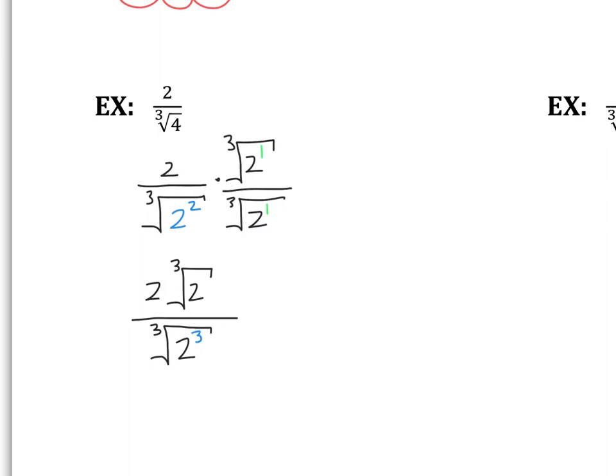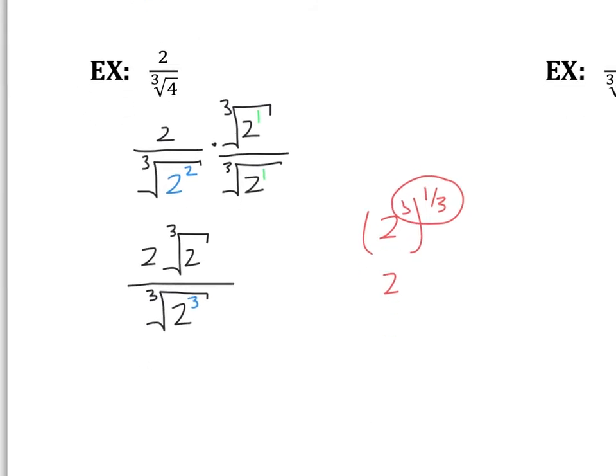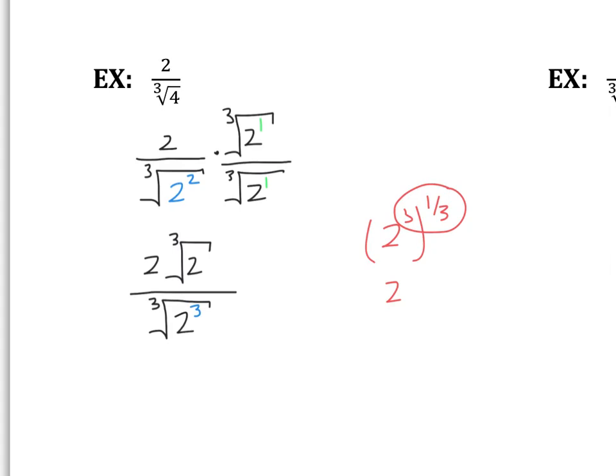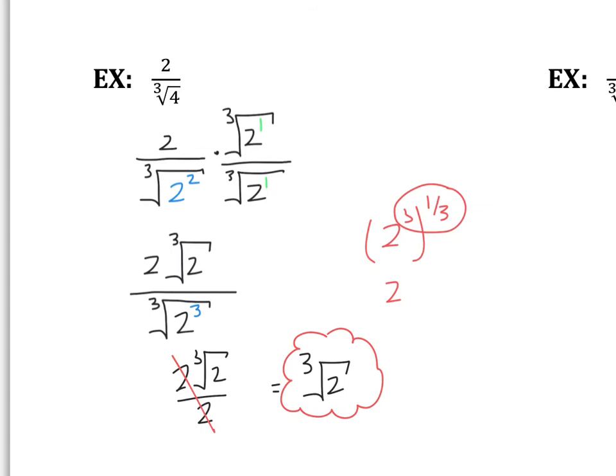Okay, now since the index matches the power, remember we could rewrite this as 2 to the 3/3, or 2 to the 1/3 power, and power of a power, those guys multiply, right? So we would end up with 2. So that's how we're able to simplify this guy. So what do we end up with? Well, we end up with 2 times the cube root of 2 all over 2. Now, these 2's cancel, so we can even simplify it further by saying, well, that's the cube root of 2 as our final answer. I want you to give this next example a try.